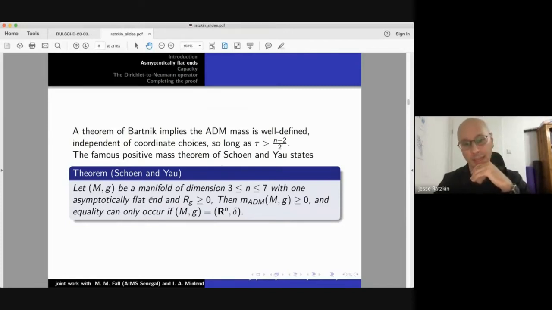And your first example of these types of theorems I'm talking about is the positive mass theorem. This is due to Richard Schoen and Shing-Tung Yau. What did they show? They showed that when the dimension of the manifold is between 3 and 7 and the scalar curvature is greater than or equal to 0, then the mass is greater than or equal to 0. Equality can only occur in the flat case. So this is a very strong statement.